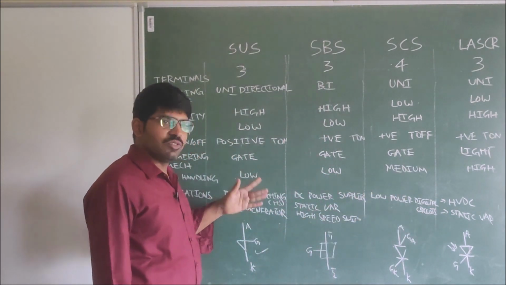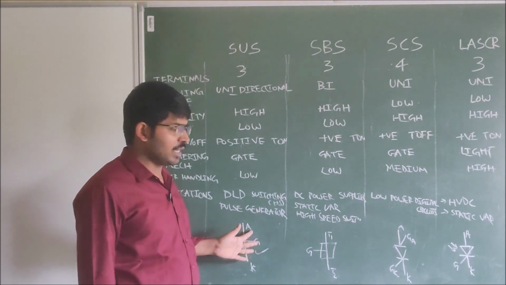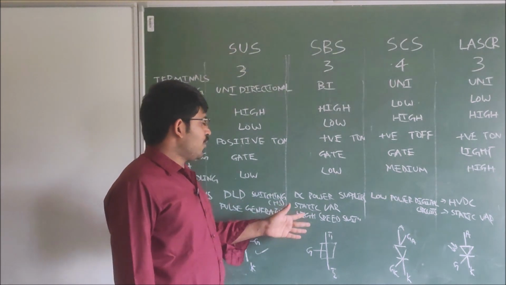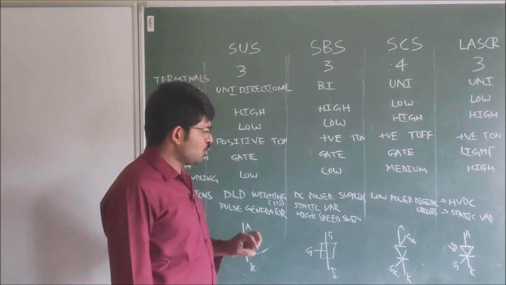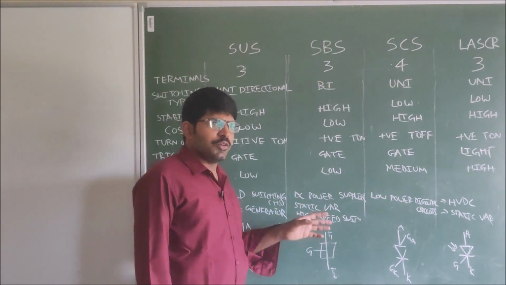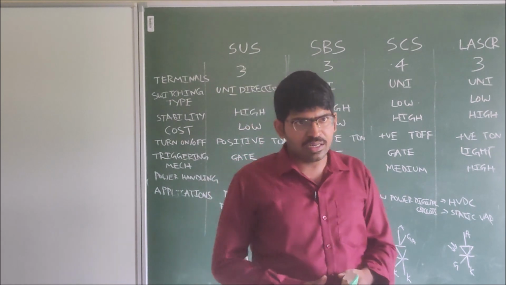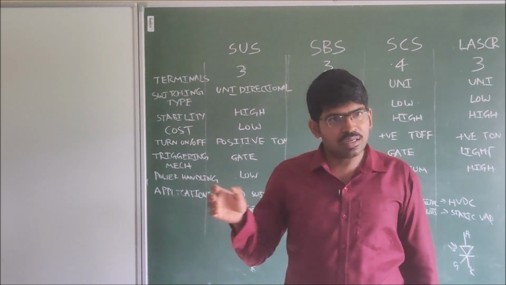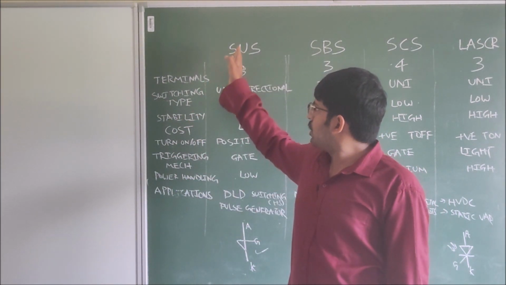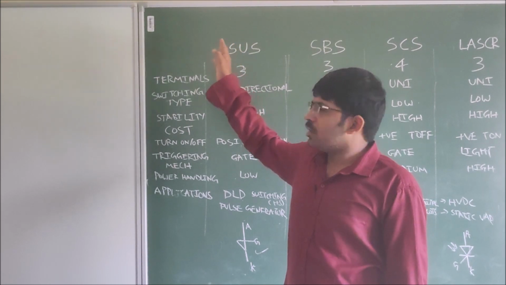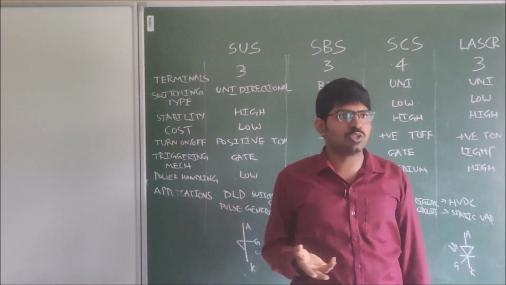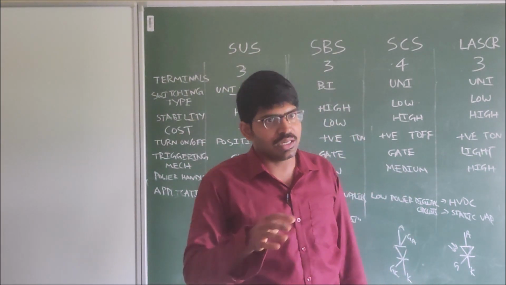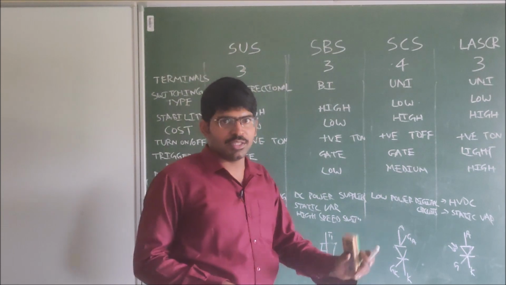Next, for the fast switching applications, SUS is better. And for high speed applications, both SUS and SBS can be useful. Particularly when you want to use the pulse generator, it can be manufactured by using the SUS, pulses if you want to generate. These are the circuit symbols for the four devices.